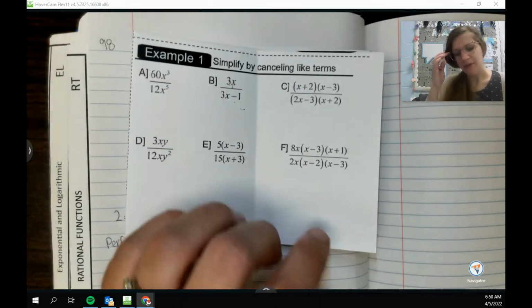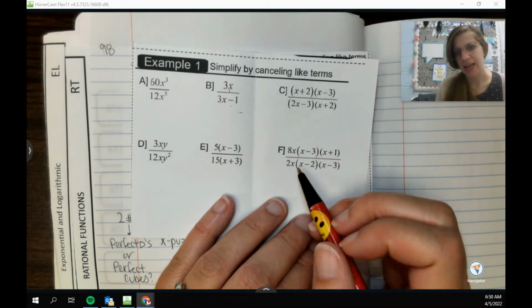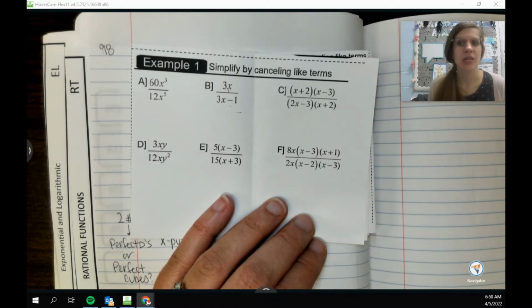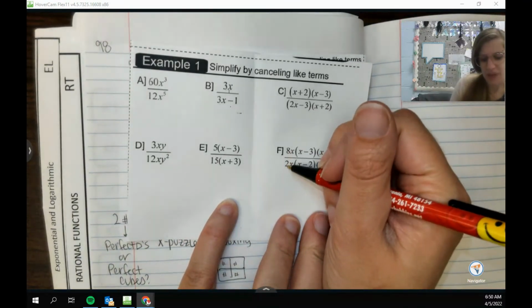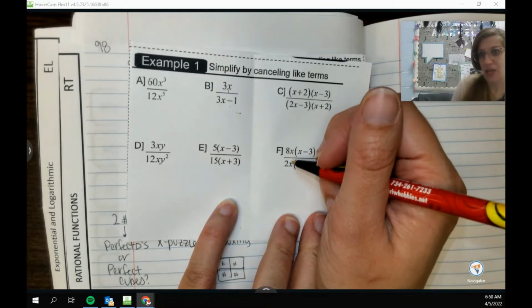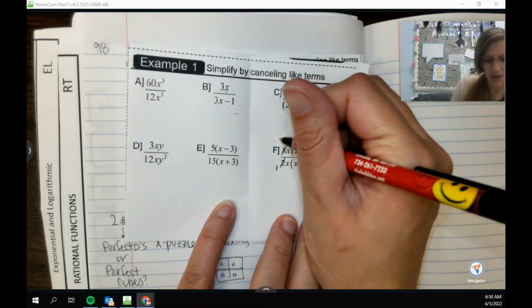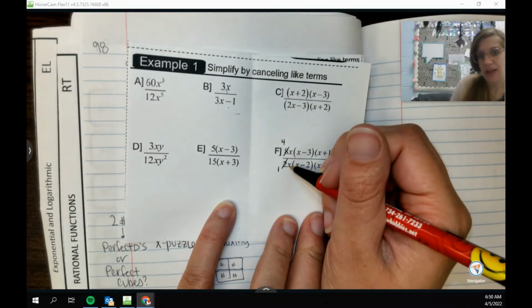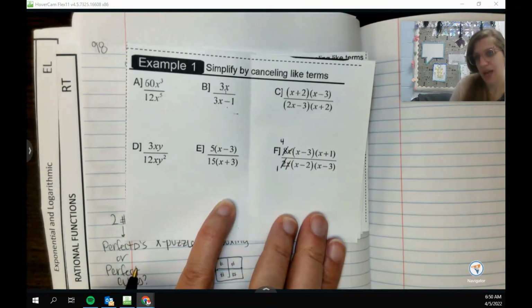So starting with F, on the numerator, I kind of have 4 numbers being multiplied, and on the denominator, same thing. So if any of those numbers on top are the same as the numbers on bottom, I can divide them out. So for instance, the 8 and the 2. They're not the same, but they do have a 2 in common. So I can divide a 2 out here and I'm 1. I divide a 2 out here and I'm 4. I can also divide these x's because they're the same, and x divided by x is just 1, so it kind of just goes away.